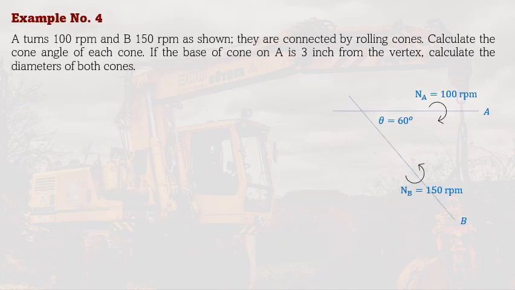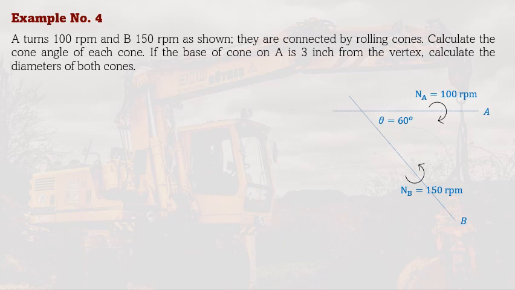So let us have an example. Shaft A turns 100 revolutions per minute and shaft B rotates 150 revolutions per minute as shown. They are connected by rolling cones. Calculate the cone angle of each cone. If the base of cone B is 3 inches from the vertex, calculate the diameters of both cones.